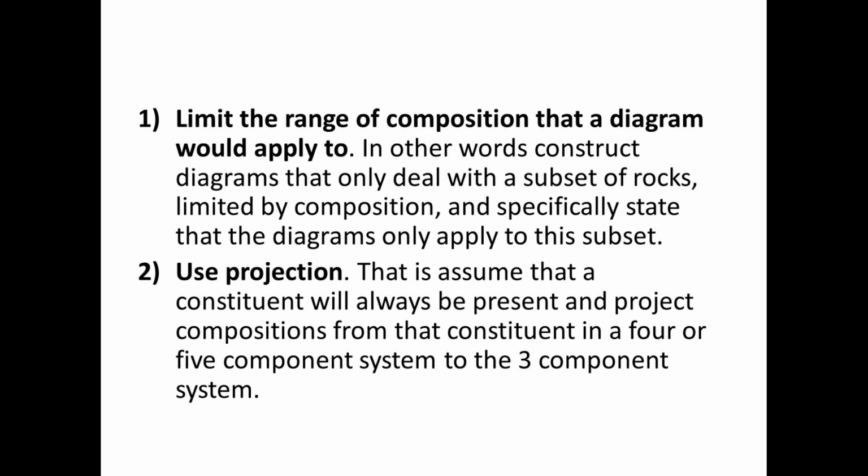The next technique we can use is to limit the range of composition that a diagram would apply to. Here we try to deal with a particular subset of rock which has a limited composition, and by this we limit the composition of the system. See, we assume that a constituent will always be present and we project compositions from that constituent. Let's suppose we have a rock where we have different constituents along with SiO2. Now, in general, SiO2 is always present in the rock. So, we can project the diagrams from SiO2 in order to restrict the composition to 3.